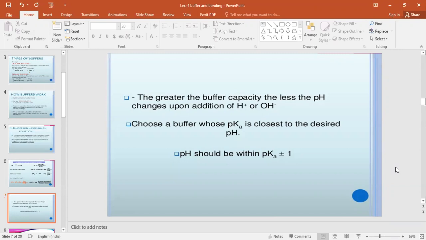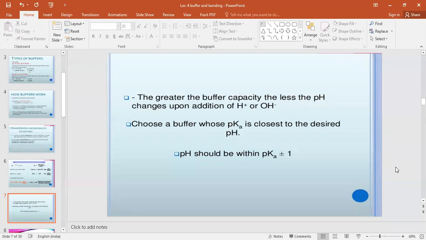Okay, pH you can call as (pK1 plus pK2) divided by 2. This is the midpoint. pH is the midpoint of the two pK values. There are two dissociation constants for any acid, so by adding these two pK values and dividing by 2, you will get the pH value of your buffer system.